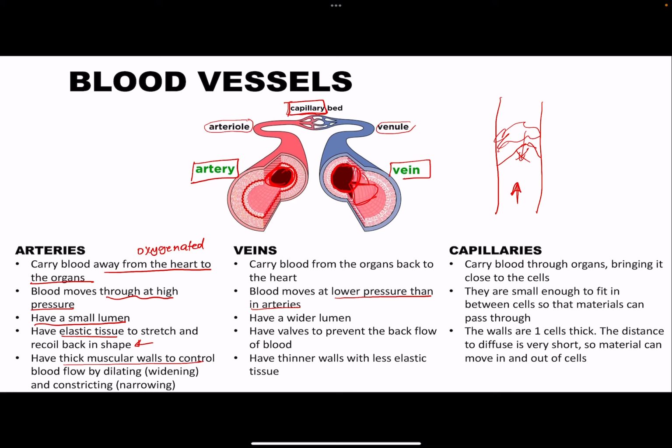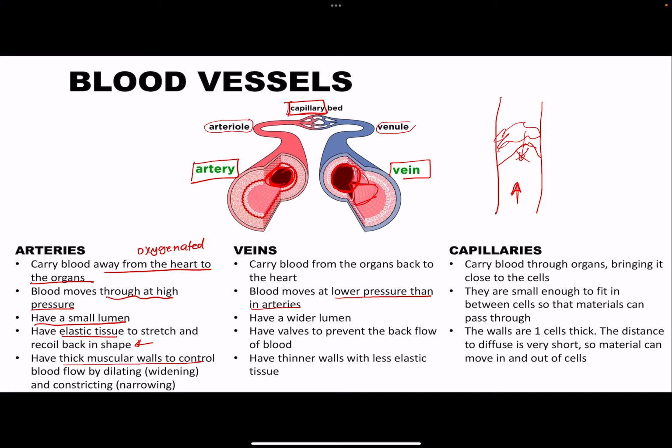Next, we can see that the walls are thinner and less elastic. I'll not say exactly inelastic, but less elastic in comparison to those of the artery. And this is because there is not much pressure that is going to be generated. So it's going to be thinner and less elastic, meaning they do not have to be so elastic.